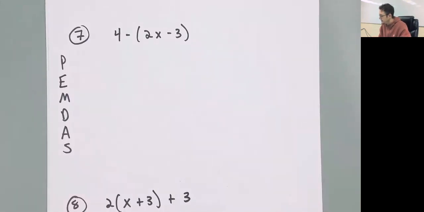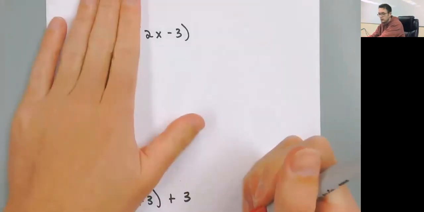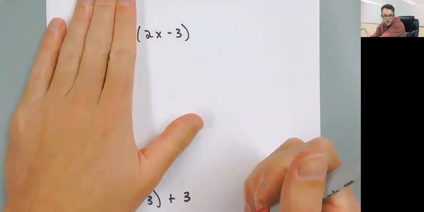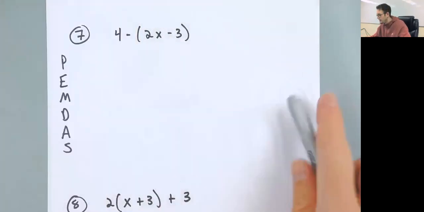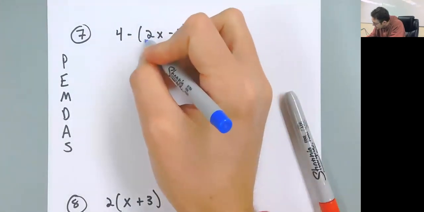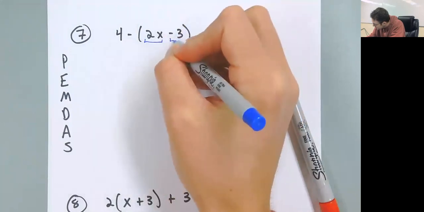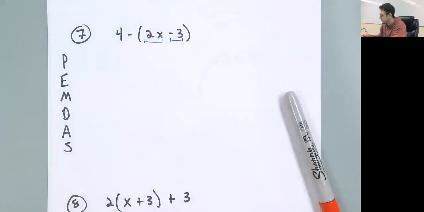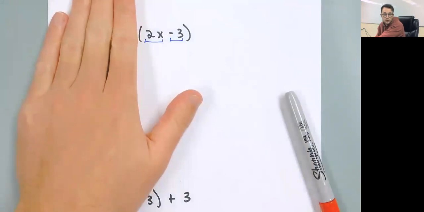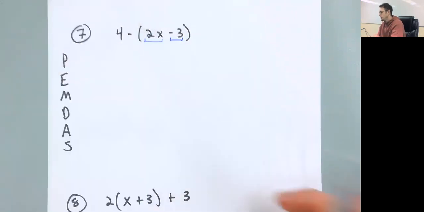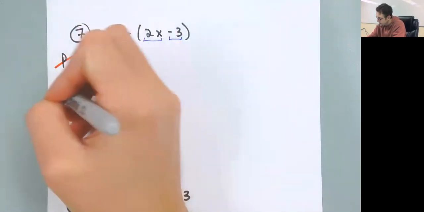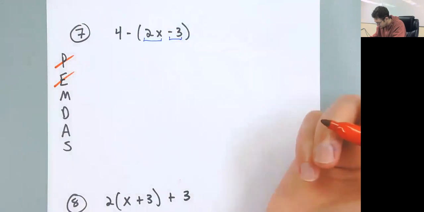Okay, so I don't see any fractions to simplify. So I'm gonna first look at parentheses. Can I combine those? Are those like terms, right? I have two terms in here. I have a 2x and I have a -3. Are those like terms? Nope. That's a hard no. Those are not like terms, okay? So can't do parentheses. There's no exponents.